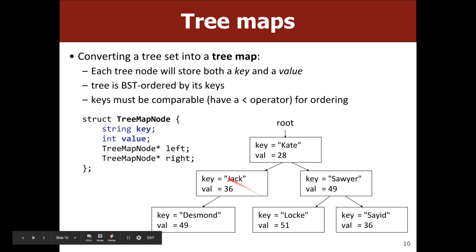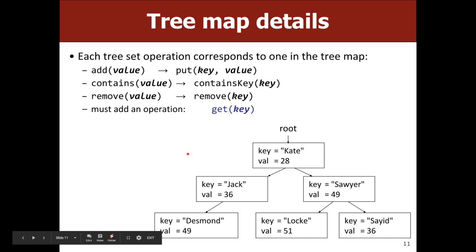And as you can see, the values are basically just random. There's no ordering on the values, which is why it's really hard to write a contains value function, but really easy to write contains key. All of those methods that we just wrote have an analogous method in map. You have put for add, contains key for contains, and remove for remove. The other big change is that you would have to write a get method to get the value associated with the key. That's pretty similar to contains, but instead of returning true or false, you would return the actual value associated with it.